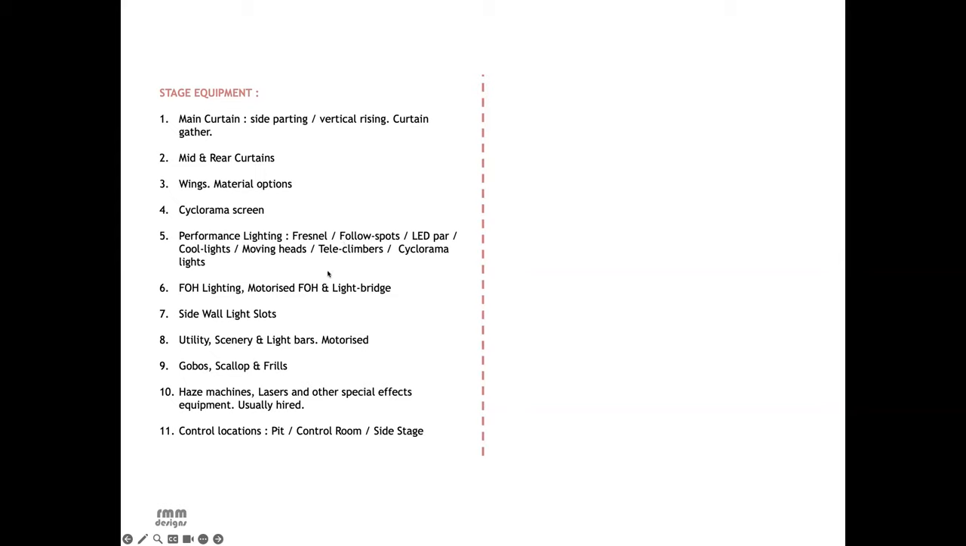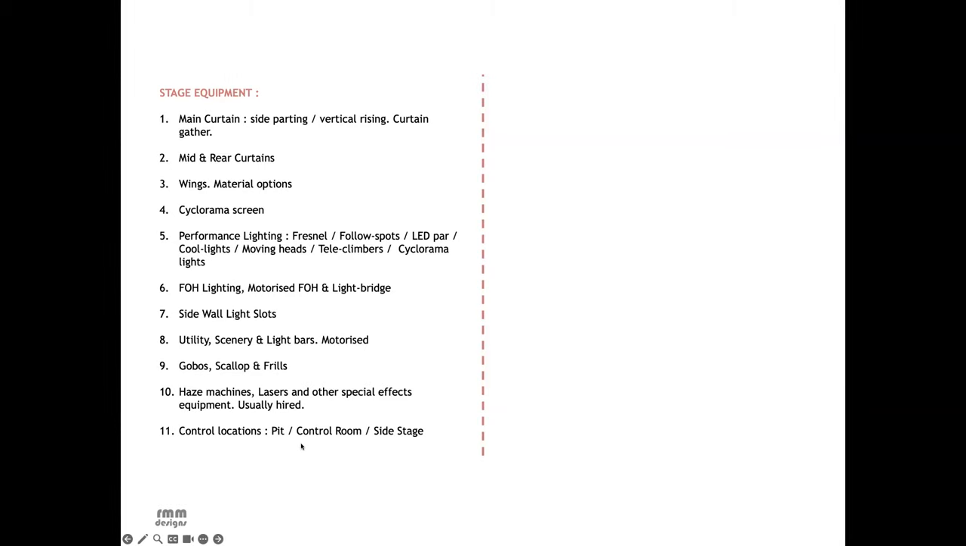These are the different kinds of lighting possibilities, light fittings that you can have on top. FOH lighting is also what we have seen with a light bridge. Sidewall light slots also you saw in Jamshed Bhabha Theatre. These are the different kinds of bars that you can have. Gobo scallops are basically stencils which you can have on the projector or on a particular light. So you can get a particular, say, a logo of a company or some kind of a mural pattern or something if you want in a performance. Those can be added as stencils in front of lights or projectors.